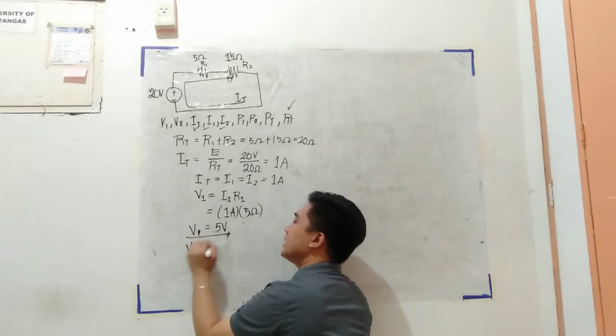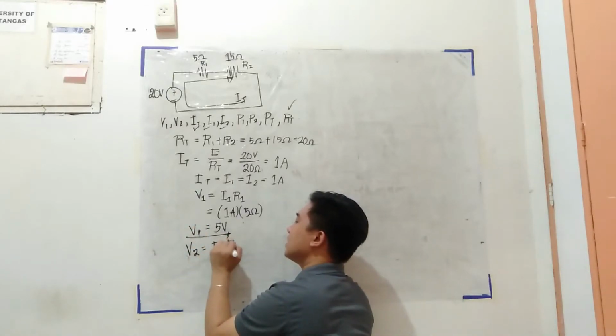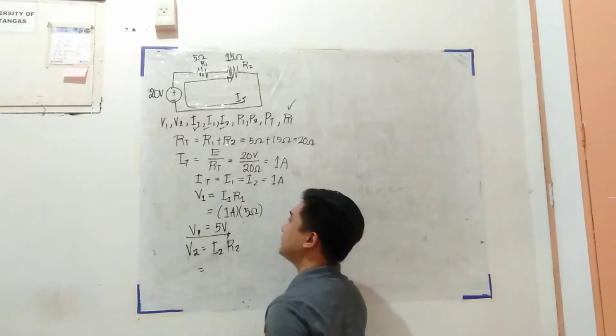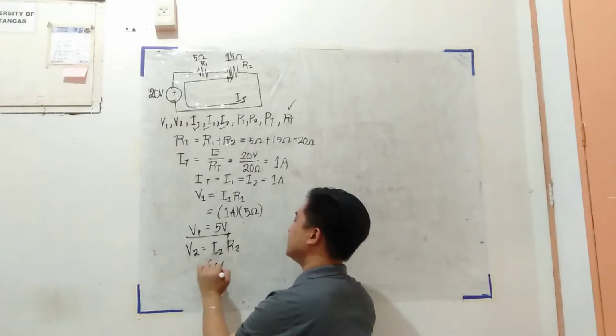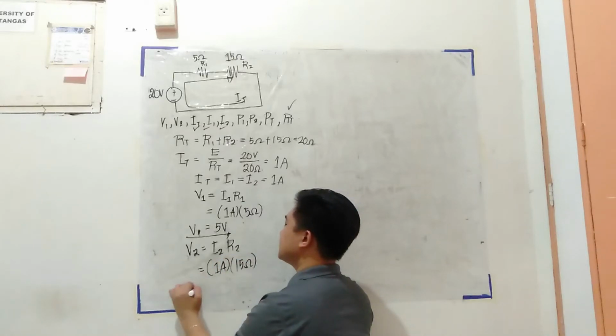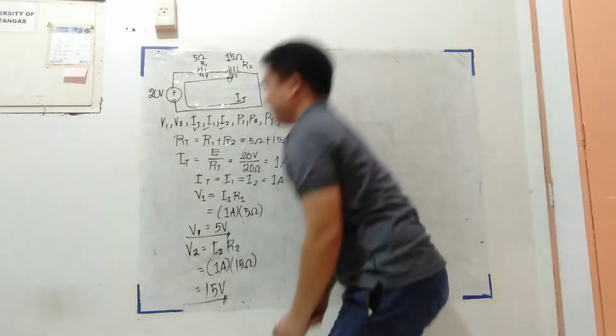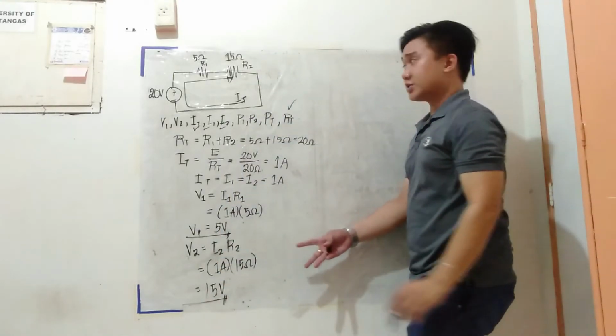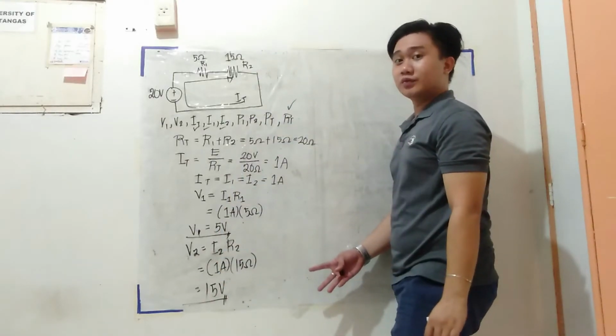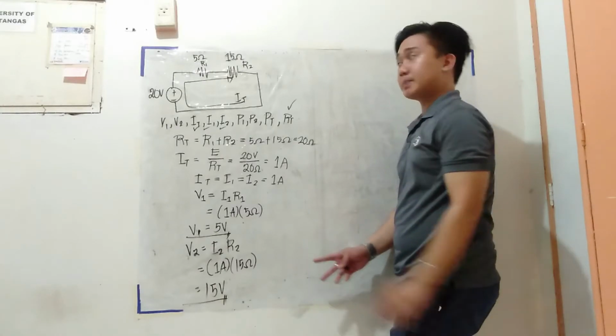While V2 is equal to I2 times R2. So, I2 is equal to 1 ampere, while R2 is equal to 15 ohms. So, this is equal to 15 volts. Okay? Alternate solution, you can use the voltage division theorem.